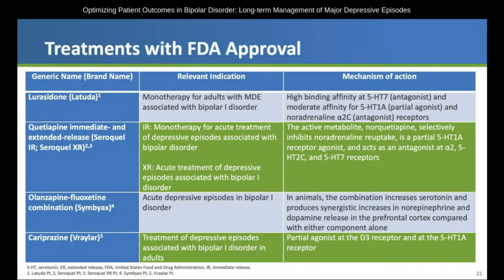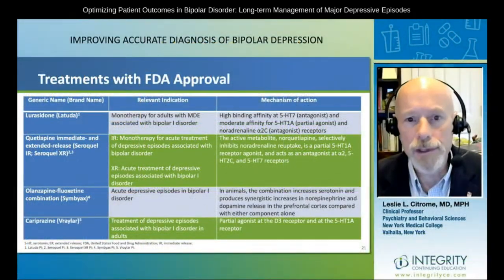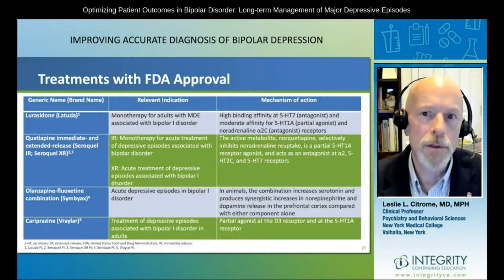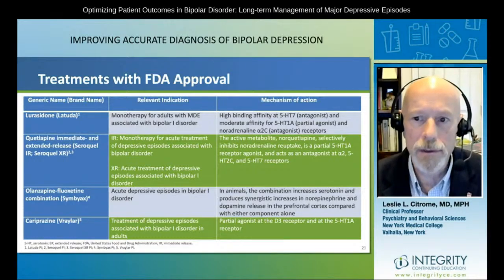Olanzapine fluoxetine combination, we believe there's synergism here, at least that was how it was presented when first introduced, resulting in relief of symptoms of depression. And with cariprazine, we're intrigued by this dopamine D3 receptor, where cariprazine serves as a partial agonist. So each of these four choices has a putative mechanism of action which differs perhaps from other choices. But more importantly, they're supported by randomized placebo-controlled clinical trials that support their use.